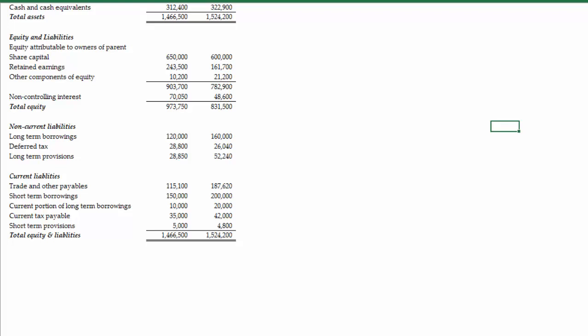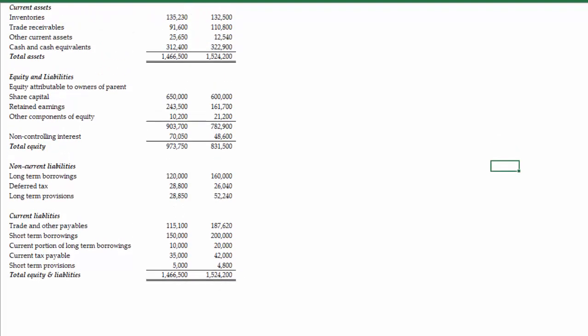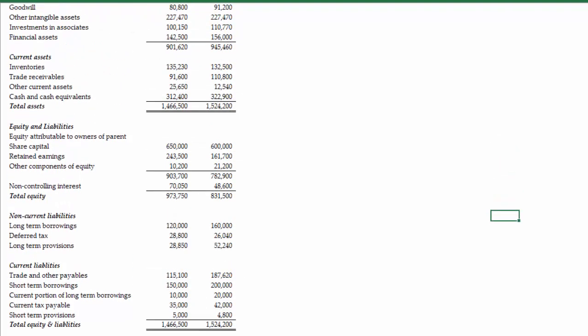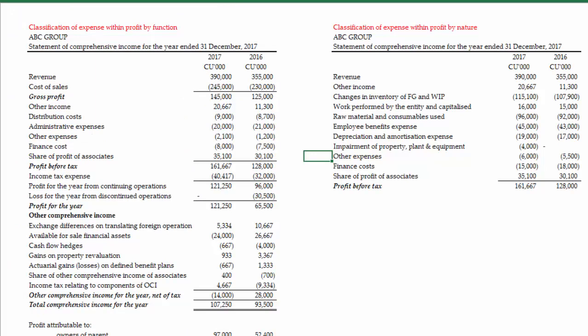Thereafter, we'll have the non-current liabilities. In there, they gave us long-term borrowings, deferred tax, and long-term provisions. And finally, we have current liabilities. In there, we have trade and other payables, short-term borrowings, and the current portion of long-term borrowings. We have the current tax payable and the short-term provisions. If you have the total equity, the non-current liabilities and the current liabilities, it gives us the total equity and liabilities. This should be equal to the total assets. Now, this is a recommended format by IAS 1. It's not compulsory that you follow this format to the letter, but it is a recommended format.